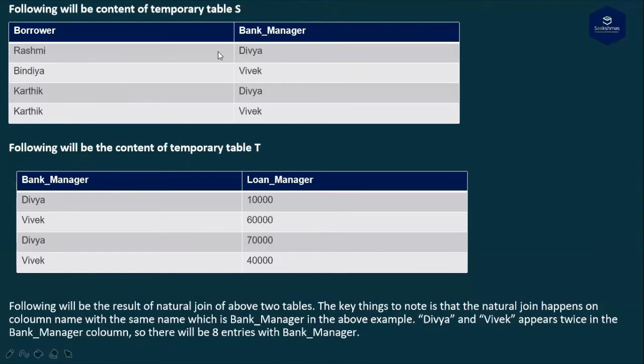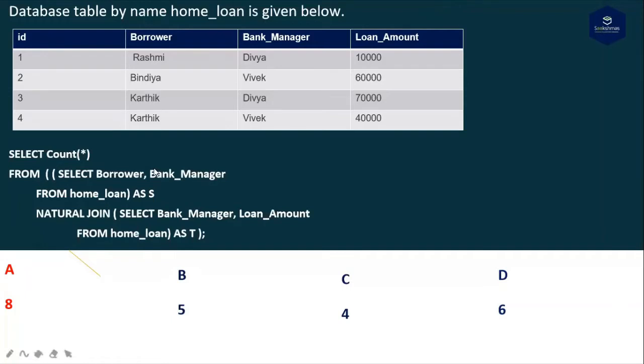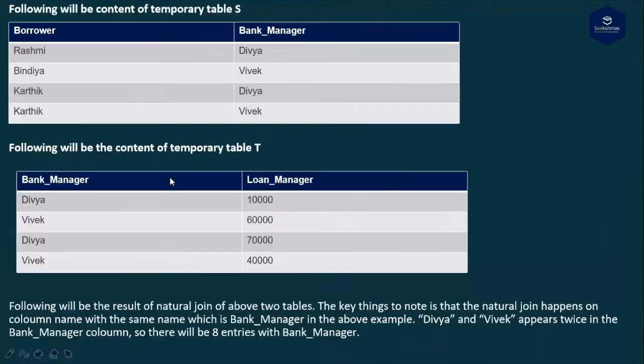When you store the content in a temporary table S, we'll store it as borrower and bank manager first, as we have fetched that information with respect to it, select borrower and bank manager, and we are storing it as S. Next, in the same way, we are storing the content in a temporary table T, which is bank manager and loan amount. Here is the information, and we are natural joining this. The following will be the result of the natural join of the above two tables.